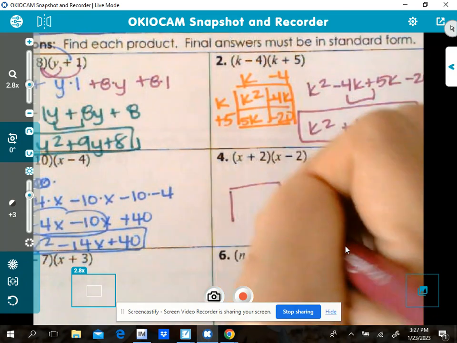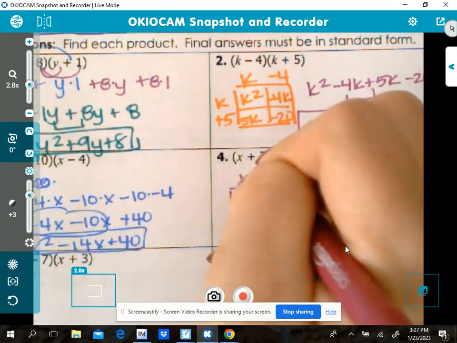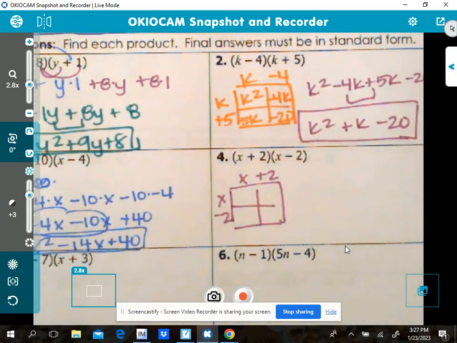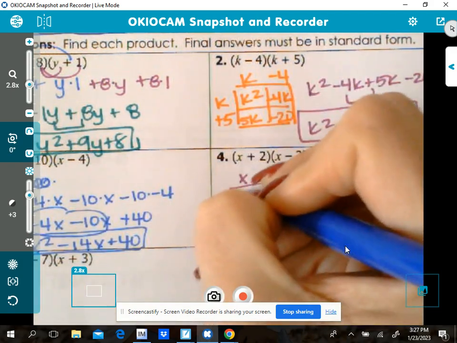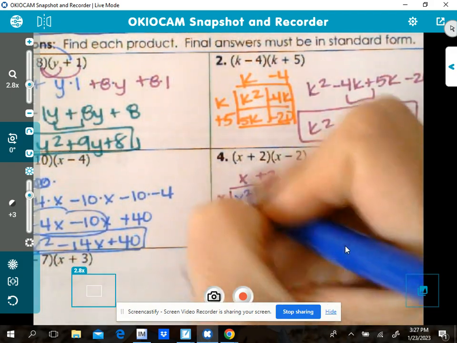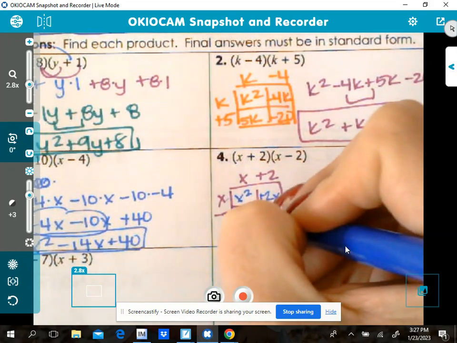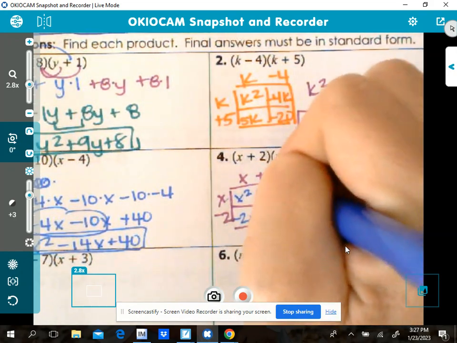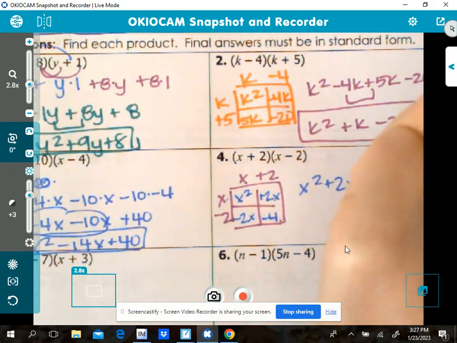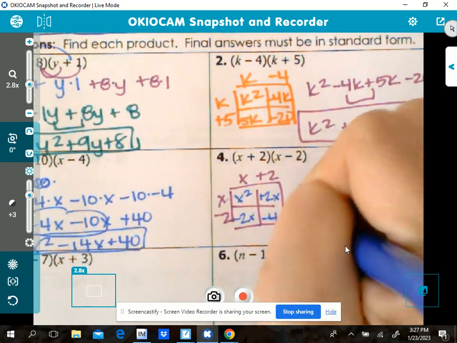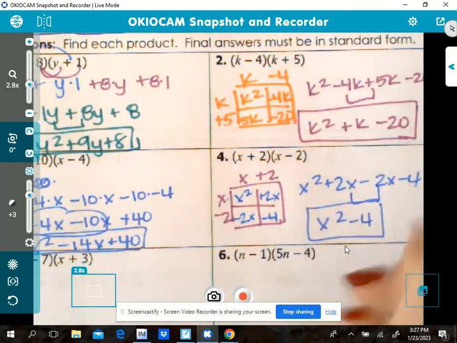All right, same thing here. X plus 2 and x minus 2 gives me x squared plus 2x minus 2x minus 4. And those cancel, so I'm just left with x squared minus 4.